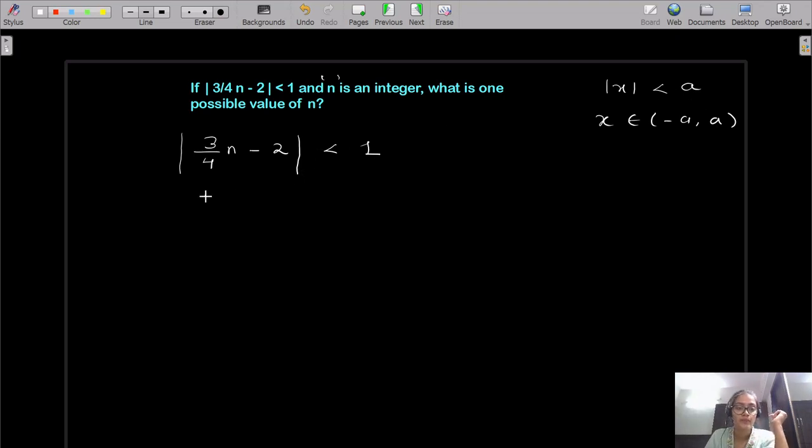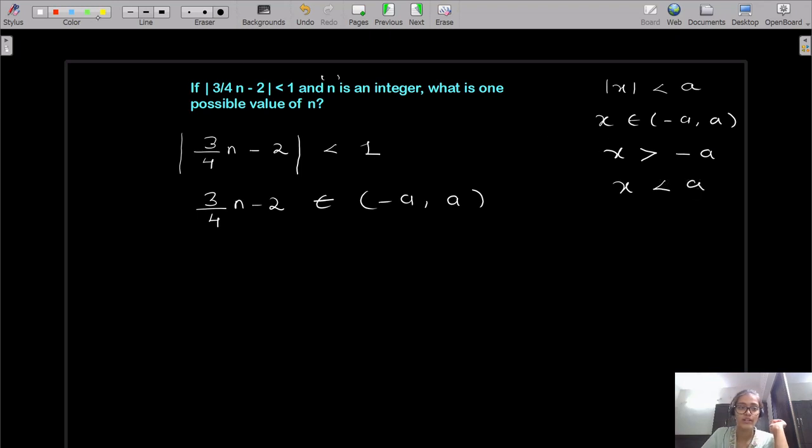So here, now if I want to remove these absolute value symbols, I'll write 3 over 4 n minus 2. All of this belongs to negative a to positive a. That means, so what does this mean? This means that x has to be greater than negative a and x has to be less than a.